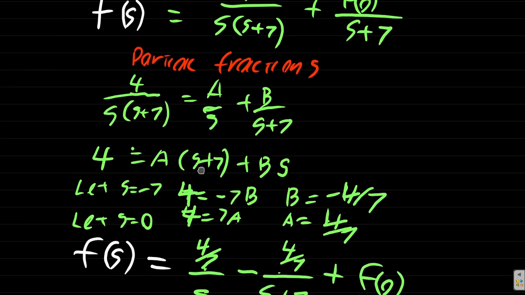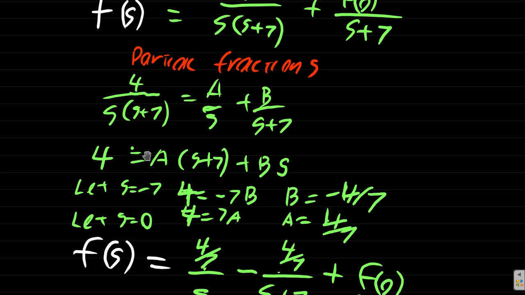So we have 4 equals, so that's where I had the 7 too, but 4 equals a, when we multiply by s plus 7, we get a times s plus 7 plus b times s. Then we let s equal negative 7. When s is negative 7, we have negative 7 plus 7, so a is multiplied by 0 and disappears. So we have 4 equals negative 7b. So b is negative 4 over 7.